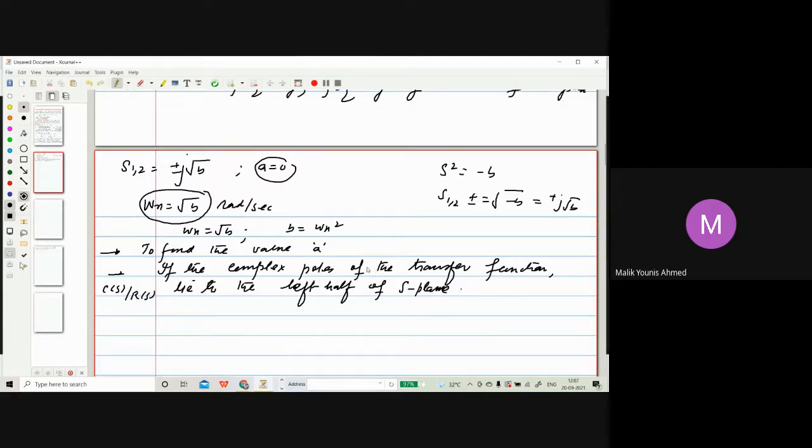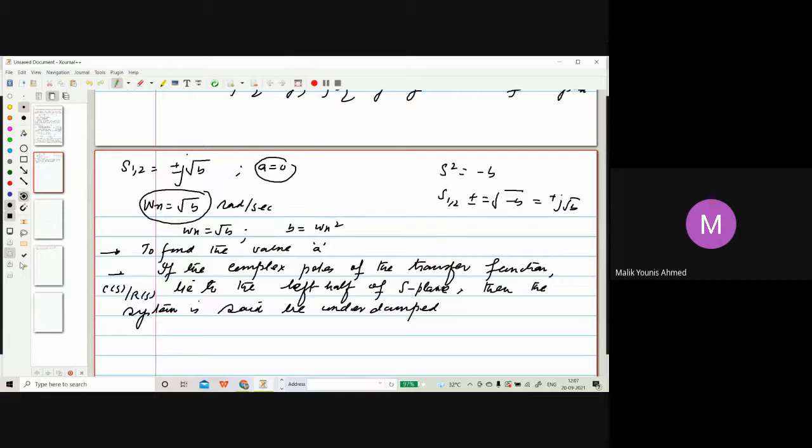If the poles lie to the left of the S-plane, then what is the system we have? We have a system called an underdamped system, whose roots are complex, conjugate to each other. So this is an underdamped system.